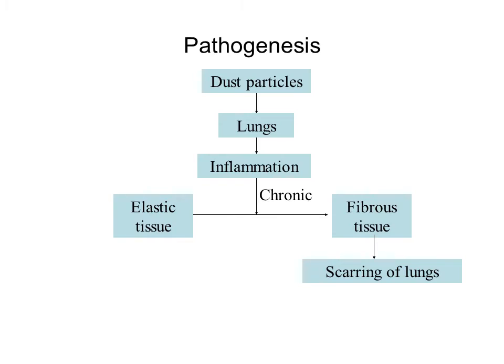Pathogenesis. What is the pathogenesis of pneumoconiosis? Pneumoconiosis is primarily due to the dust particles. So these dust particles, when we inhale in our occupational field, it goes to the lungs. In the lungs, it causes the inflammatory changes. What type of inflammations? It's a chronic inflammations. And this chronic inflammations with the engulfing of the dust particles by the involvement of macrophages, the elastic tissue of the lung is changed into fibrous tissue, and this fibrous tissue ultimately results in scarring of the lungs.